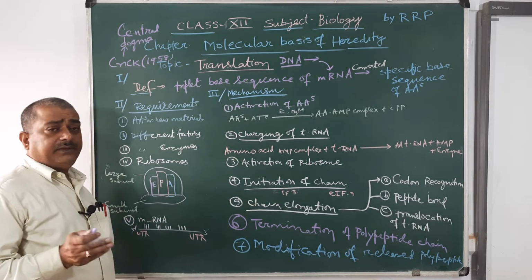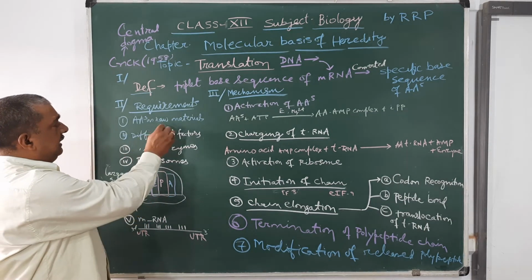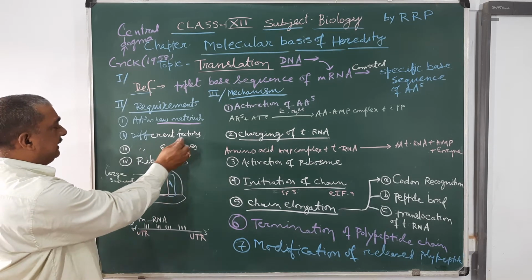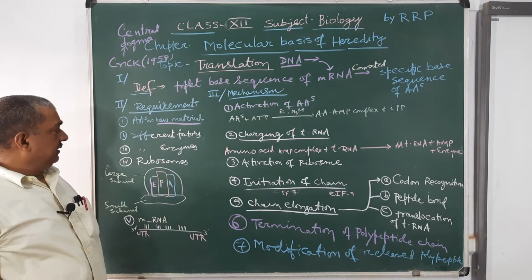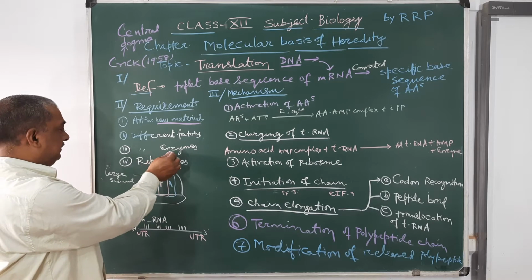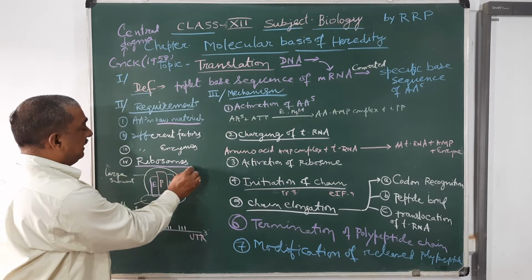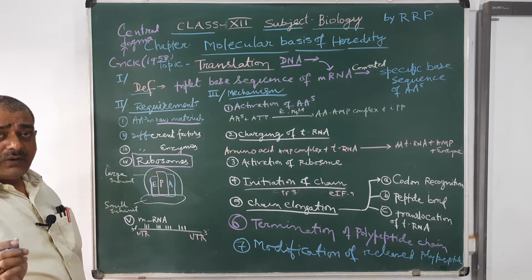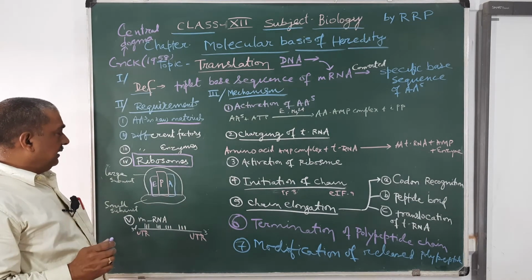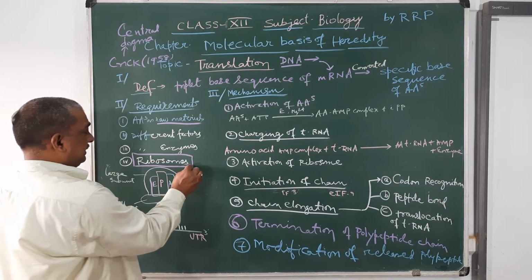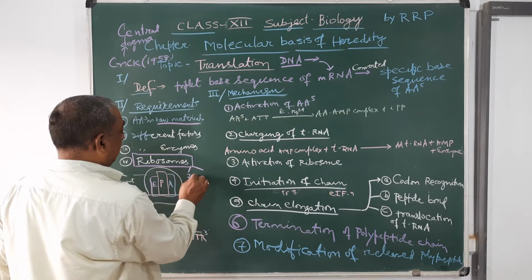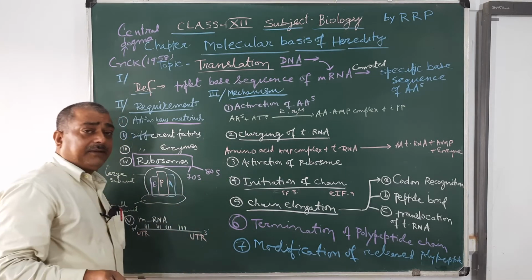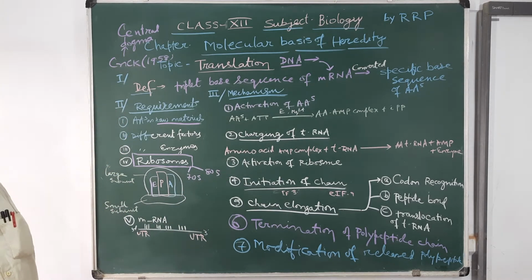There are about 20 amino acids. Amino acids provide the raw materials, and there are various factors for initiation and other enzymes. Ribosomes are the most important requirement, and are called the protein factory of the cell. There are various types of ribosomes. Basically, there are two types of ribosomes, 70S and 80S. 70S ribosomes are called prokaryotic ribosomes.